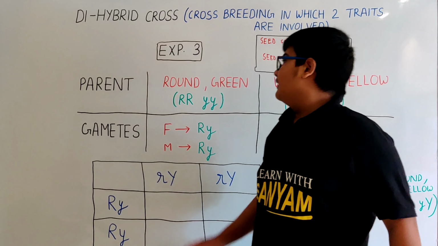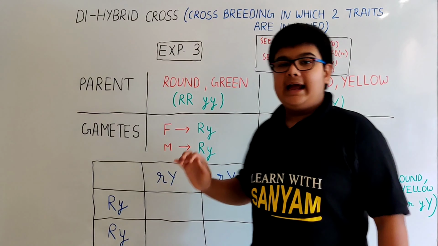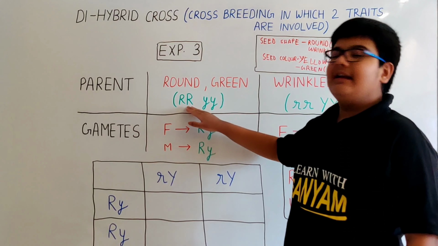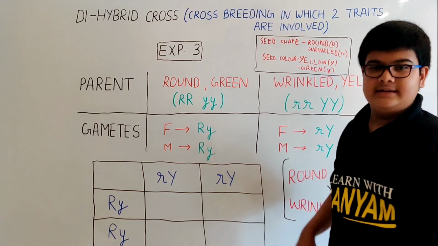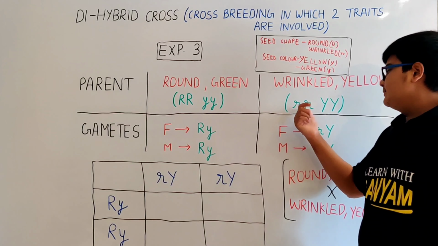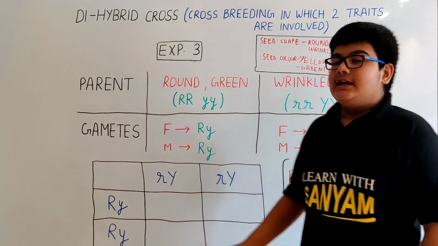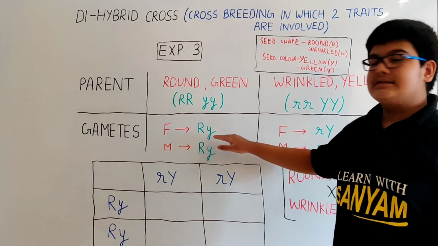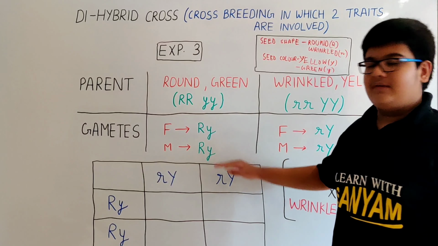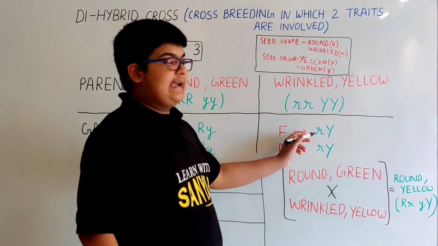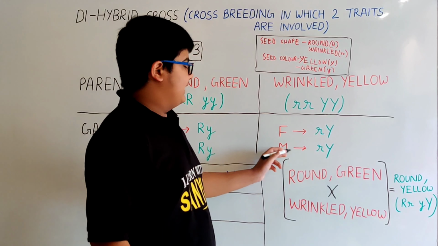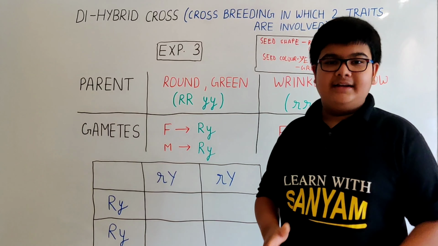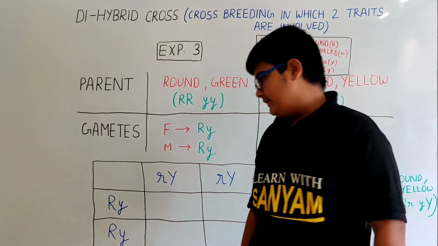Now, the parents are round green seeds and wrinkled yellow seeds. The parents are represented by capital R, small y, and the second parent is small r, capital Y. The gametes involved: the female gamete of the first parent is capital R, small y, and the male gamete is capital R, small y. Similarly, for the second parent, we have small r, capital Y, and small r, capital Y. So when both of these parents are crossbred, let's see what offsprings are found.